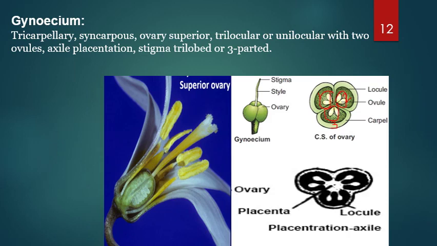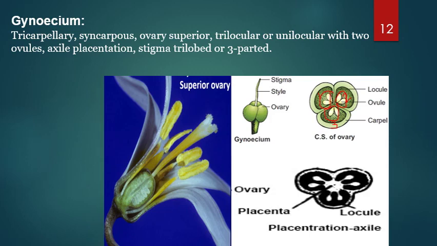Ovule is attached to the ovary through placenta. So the arrangement of placenta in the ovary is called placentation. In Liliaceae family, this placentation is axial. It means gynoecium is polycarpellary and syncarpous.